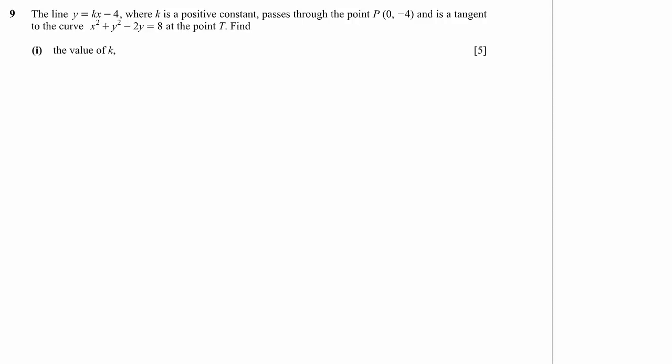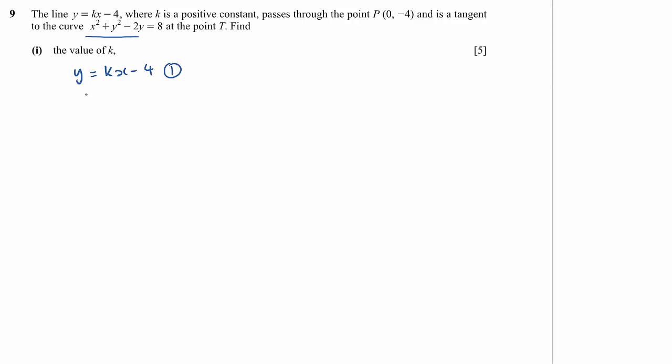The line y equals kx minus 4, where k is a positive constant, passes through the point (0, -4) and is a tangent to the curve x squared plus y squared minus 2y equals 8, which interestingly is a circle, at the point T. We want to find the value of k. So we solve them simultaneously.